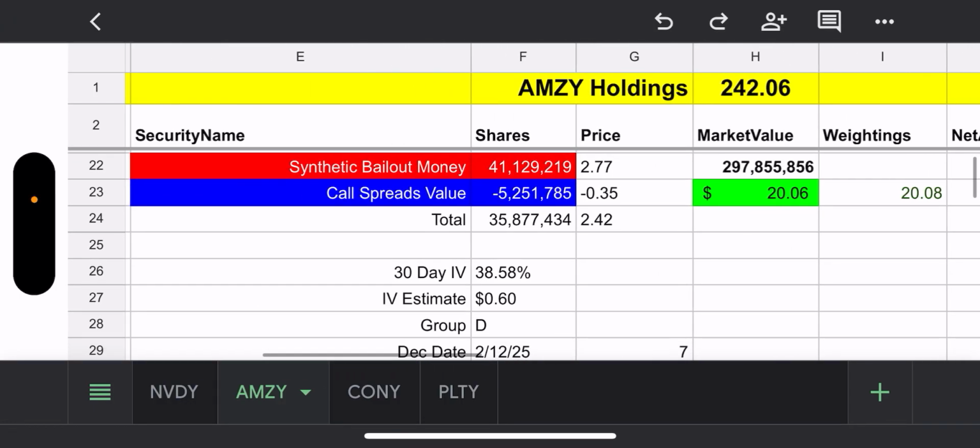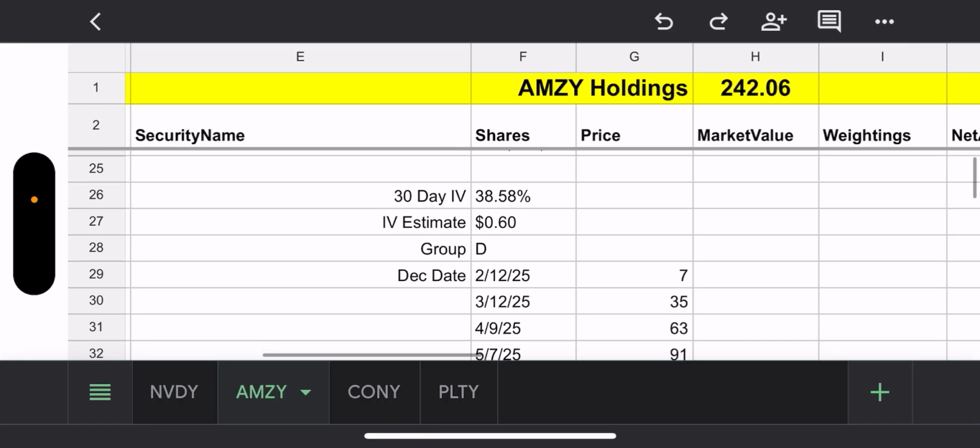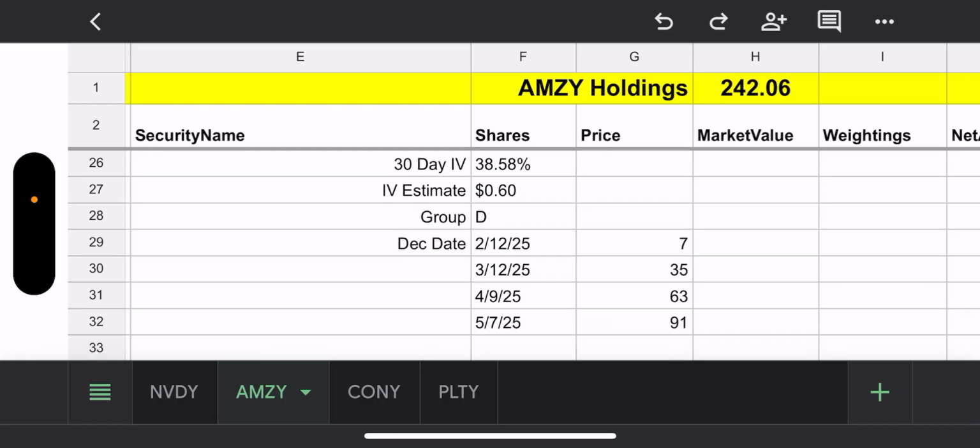Synthetic bailout money, it's worth 41.1 mil as we speak. That's 277 per share. Again, I don't think they're going to touch this until earnings passes. And then they declare next week. So I still think they'll close this probably after earnings, before declaration, but time will tell. 30-day IV of Amazon, 38%. IV estimate, 60 cents. Group D declares, like I said, on February 12th next week. All right, so that's AMZY.